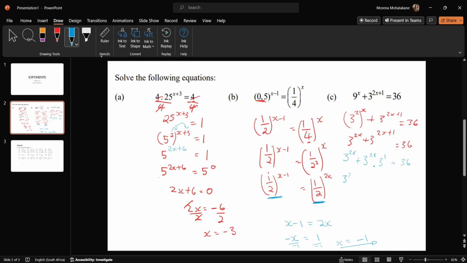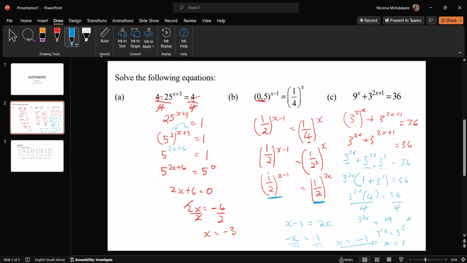Now, 3 exponent 2x, then this is 1, not 3x. There's nothing there. I have 1 plus. I'm taking out this one, so I'm just going to be remaining with 3 exponent 1. So 3 exponent 2x into 4 equals 36. And I divide by 4. So 3 exponent 2x is equal to, if I divide 36 by 4, I'm going to get 9. So 3 exponent 2x is equal to 3 squared.